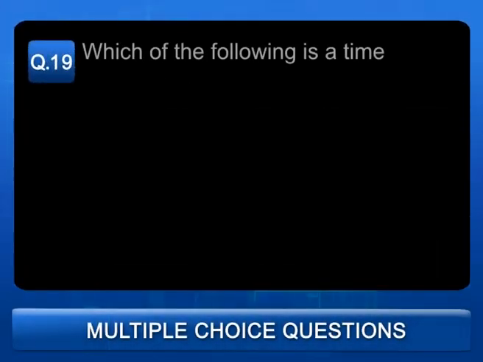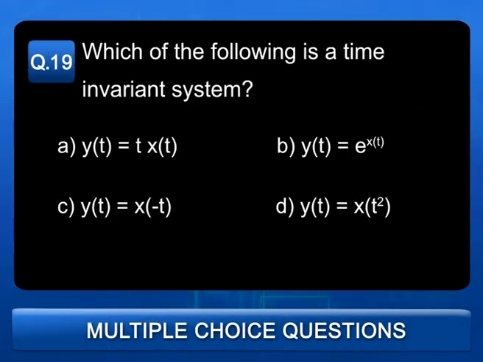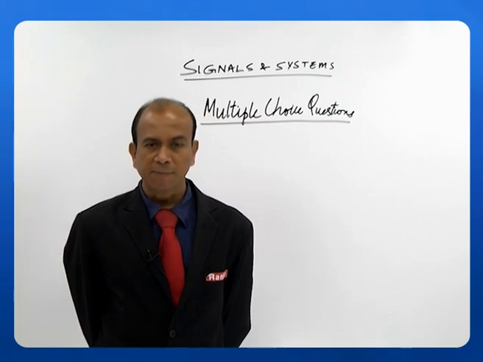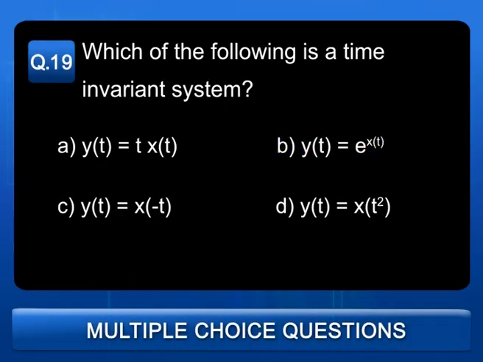Let's look at 19th question now. Which of the following is a time invariant system? A. y of t is equal to t x of t. B. y of t is equal to e to the power of x of t. C. y of t is equal to x of minus t. D. y of t is equal to x of t square. The time invariant system is B, where y of t is equal to e to the power of x of t is a time invariant system.